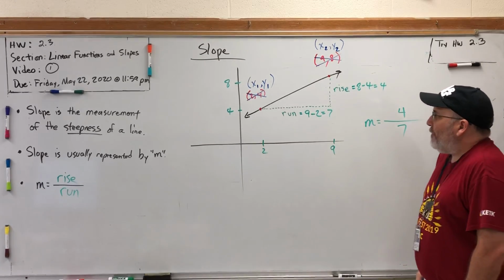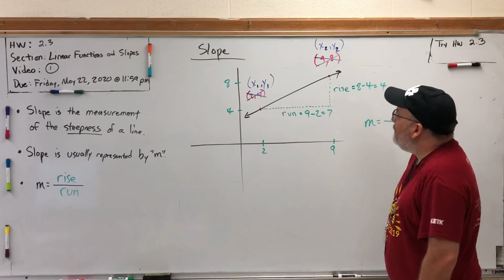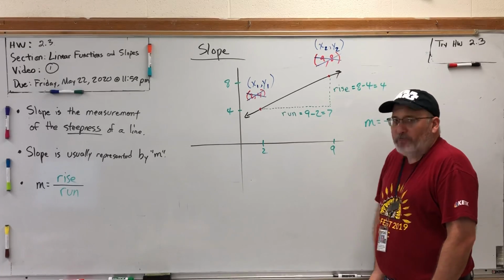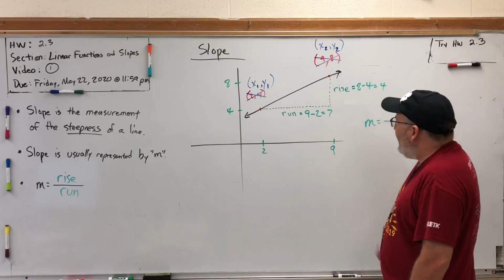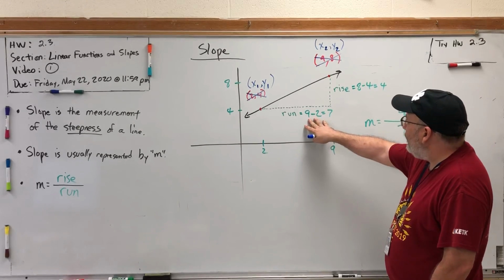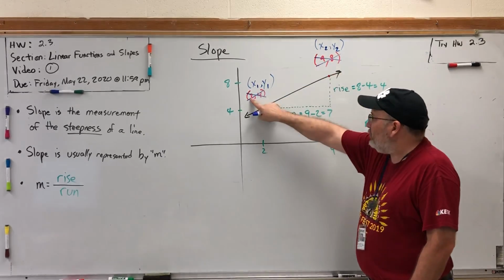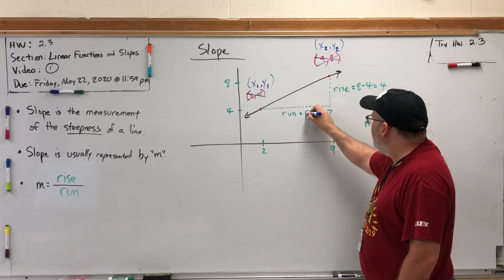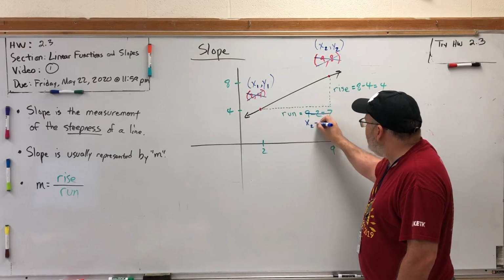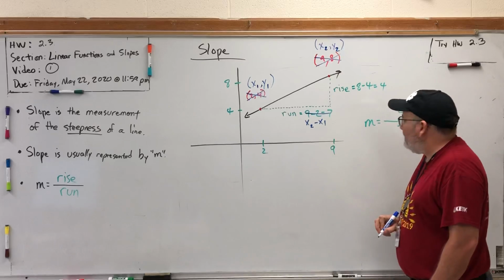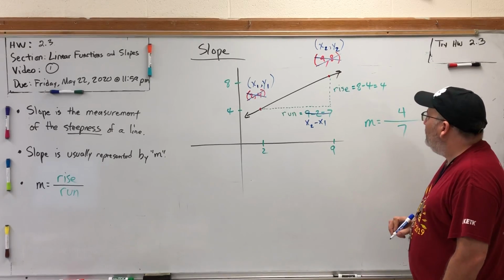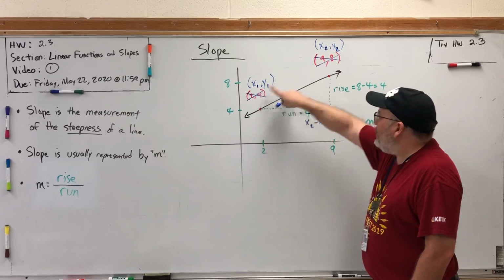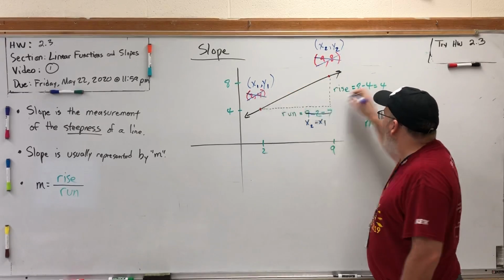So if we generically represent our points as x1, y1, and x2, y2, how would we generically represent the run? Well, how did we specifically calculate the run here? We took 9 minus 2. So generically, it's the second x minus the first x. Second x minus the first x. And similarly for the rise, we calculated 8 minus 4 specifically. So generically, it would be y2 minus y1.